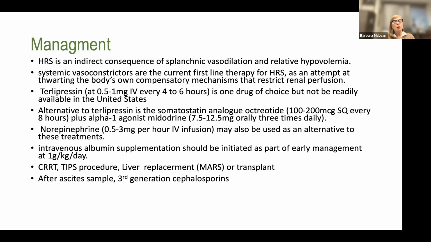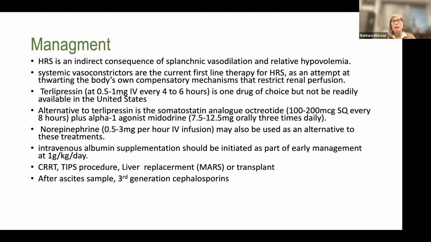So again, just want to remind you, the very most important thing is the first therapeutic intervention is to put the patient on vasopressors, because the body's own compensatory mechanisms are restricting renal perfusion, profound renal vasoconstriction, because you have a profound portal hypotension. So using systemic vasoconstrictor will enhance portal constriction, and that in turn will promote renal vasodilation.